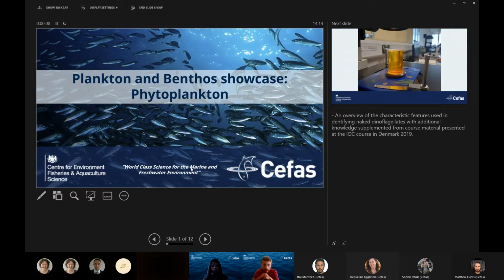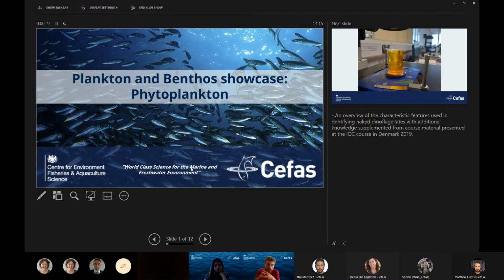So for those who don't know, plankton are small organisms that float freely in the water column. I'm going to be talking about phytoplankton, as I say, which is the plant component of the plankton, and zooplankton, which Nebula will talk about in a bit, is the animal component.